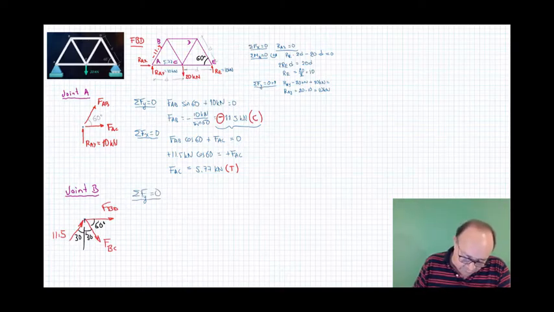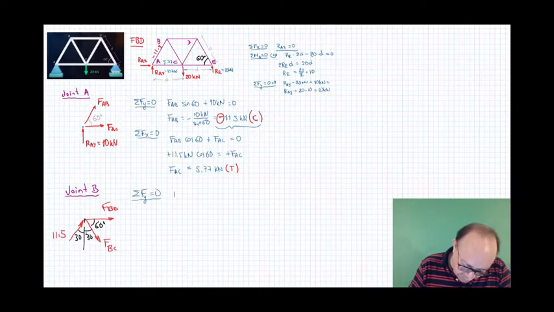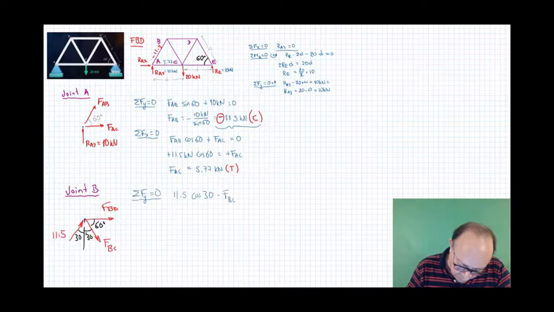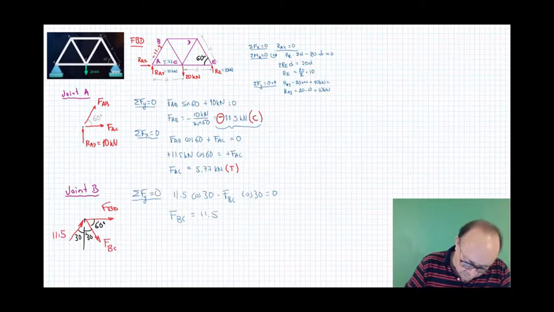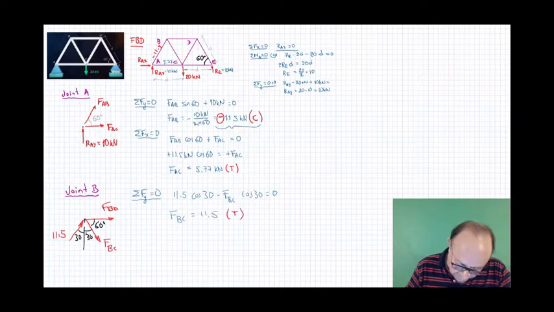If we do positive going up, we will have 11.5 cosine 30 minus FBC cosine 30 equals 0. So FBC equals 11.5 positive. So this is a force of an element in tension.